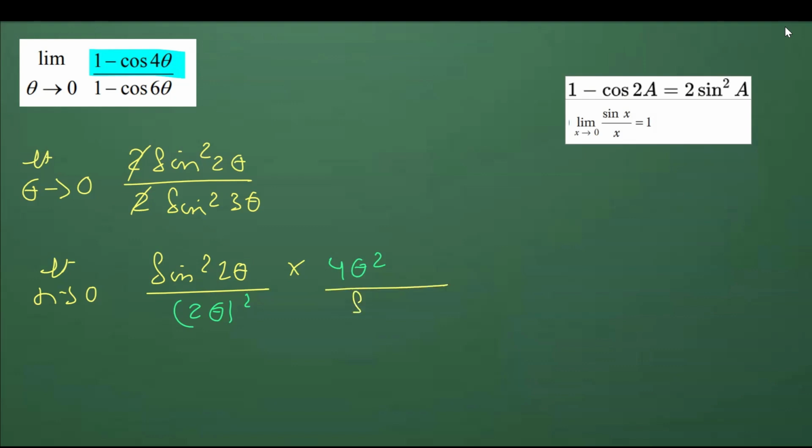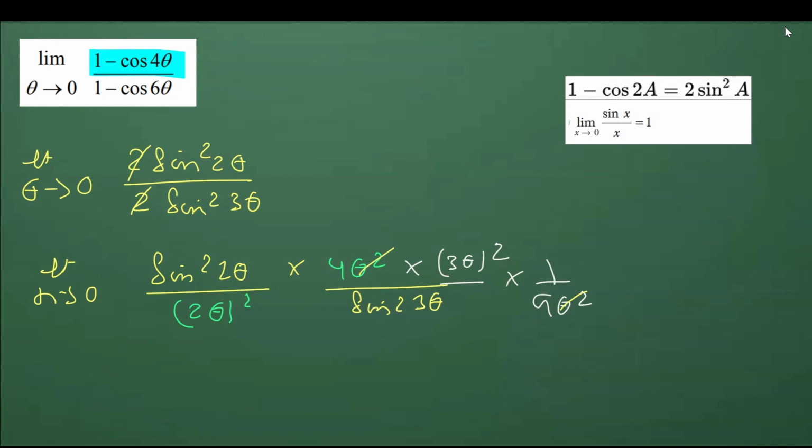Now below, this is sine square 3 theta. So I need a 3 theta over here, so I'll write 3 theta square, and then also I have to divide it. So this is 9 theta square. Now next is to rearrange them. Before that, we can see that this theta square and theta square get cancelled. So 4 and 9 are left.